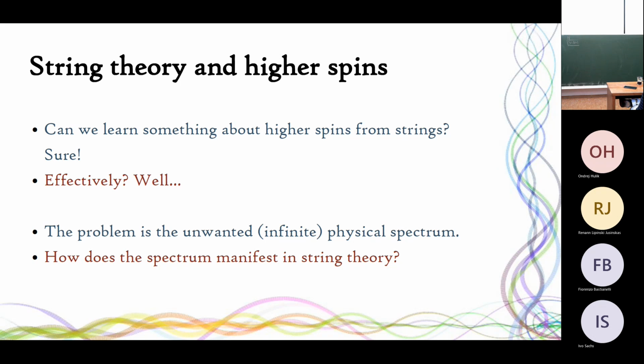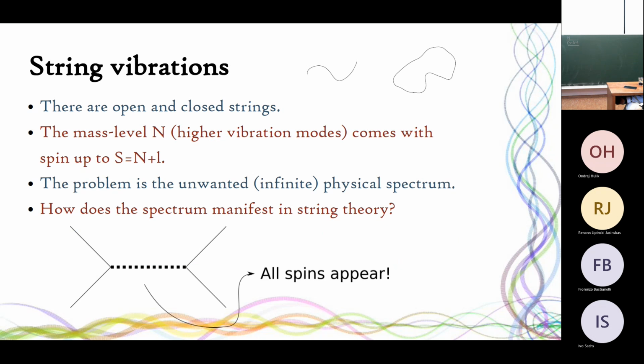Okay. So again, higher spins in string theory appear as a bunch of particles, but can we learn anything from them? They're all there. In fact, we can, because string theory will describe these higher spins. The question is how to extract them. And that's the point here. Effectively, it's very hard to get information on higher spins from string theory. And again, this problem is related to the infiniteness of the physical spectrum. Okay? And this is manifested in different ways.